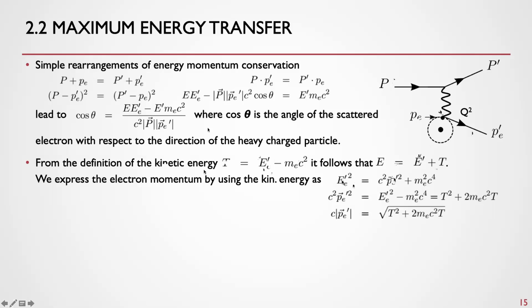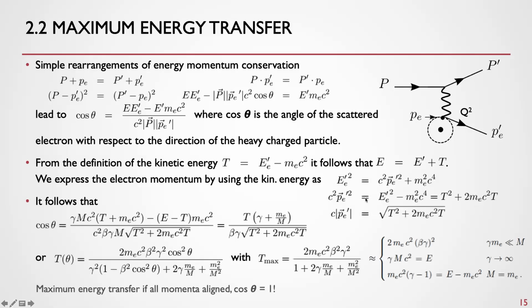So we can now therefore express the kinetic energy of the electron in the following way. We take the energy momentum relation of the outgoing electron, which is just EE prime squared equals C squared PE prime squared plus ME squared C to the fourth, and we solve this for the momentum squared. So we compute the magnitude of the outgoing electron momentum. It is the outgoing electron energy minus the rest mass, but we've just used this definition to define the kinetic energy, so we can rewrite the magnitude of the outgoing electron momentum in terms of its kinetic energy, and it becomes T squared plus 2MEC squared times T. We take the square root, and that's it.